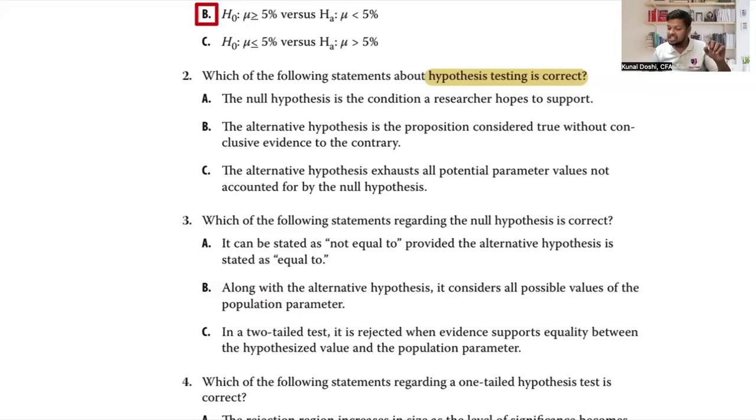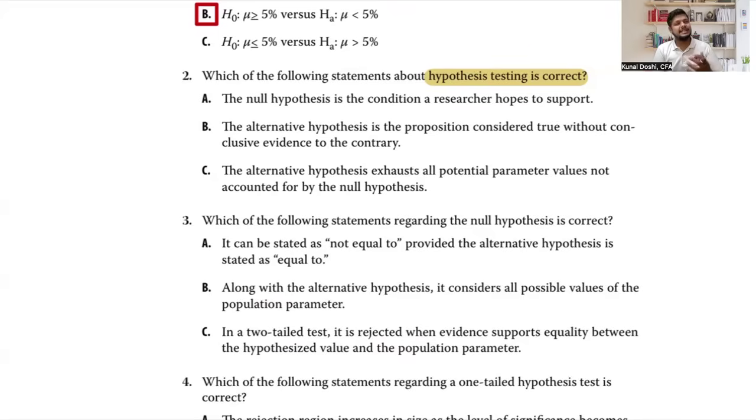The null hypothesis is the condition that the researcher hopes to support. No, the researcher wants to reject the null, so the alternate is accepted. The alternate hypothesis is the proposition considered true without conclusive evidence to the contrary. Okay. See, this is an interesting thing. If they are saying the alternative hypothesis is the proposition considered true without conclusive evidence to the contrary. Now, I'll repeat again. Statistically, we cannot say the alternate is true. We can only say the null is rejected or failed to reject. So this might seem very awkward to many students that if the null is rejected, the alternate is accepted, right?